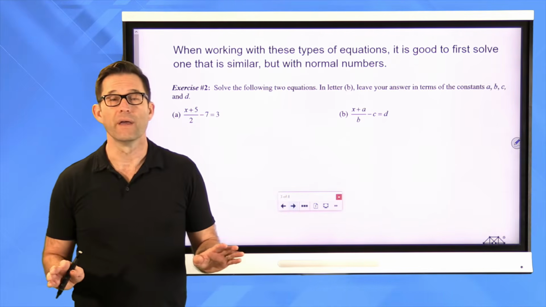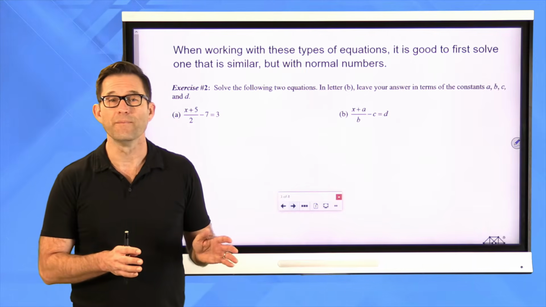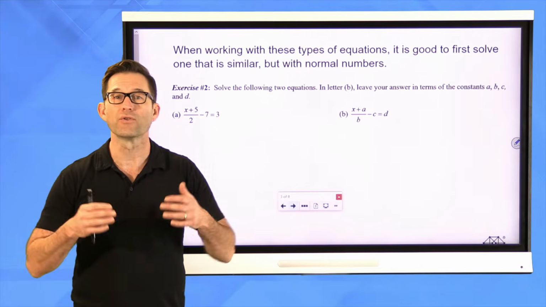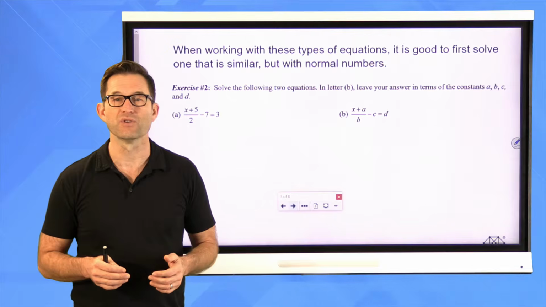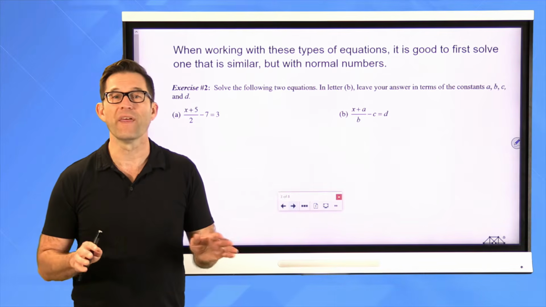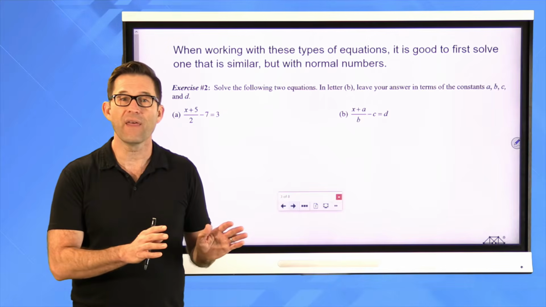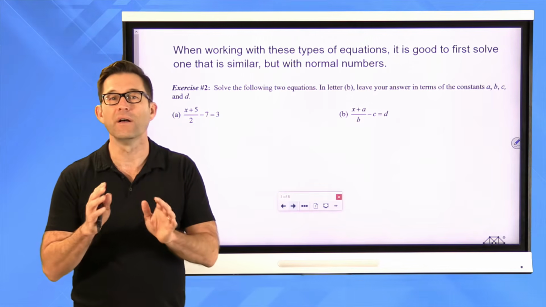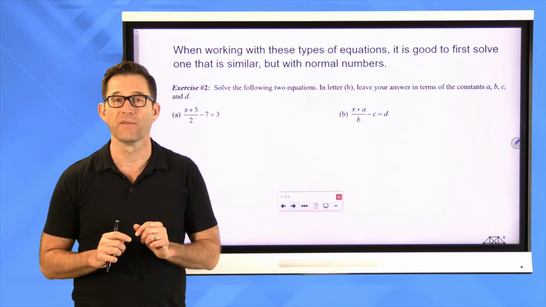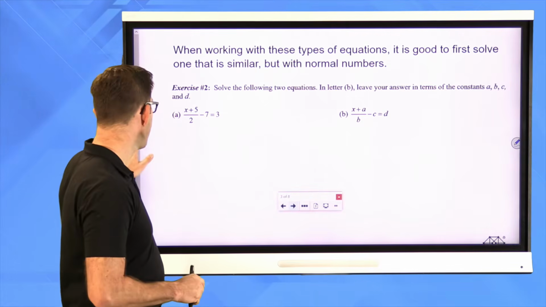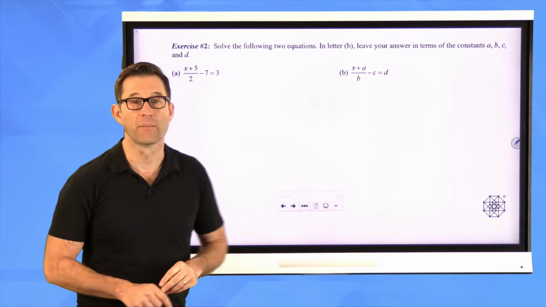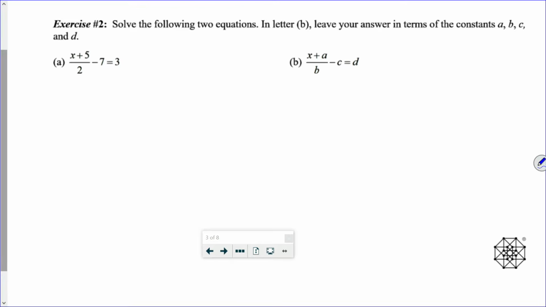Everything that you've done leads you up to this point. But when you're first working with these types of equations, it's good to first try to solve one that is familiar, with normal numbers, and then extend that to a problem where you've got all these unspecified constants, just like we did in the last problem. So let's do that again in exercise number 2. Solve the following two equations. In letter B, leave your answer in terms of the constants a, b, c, and d.